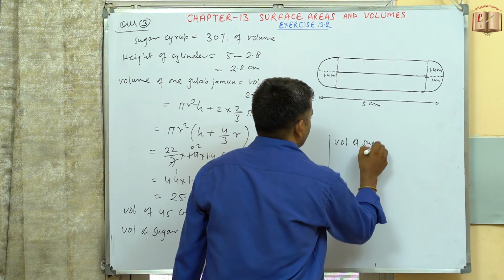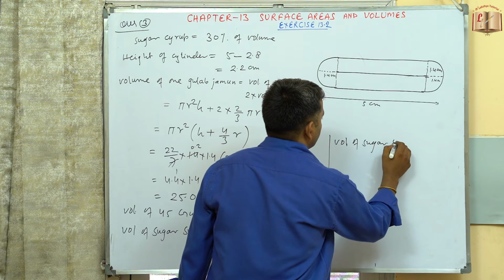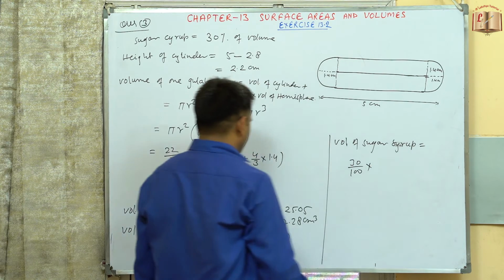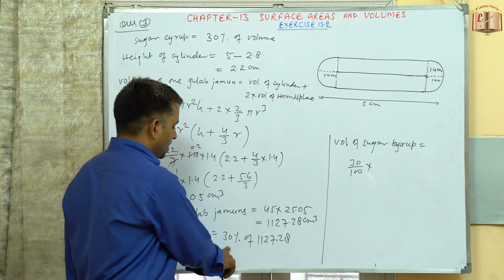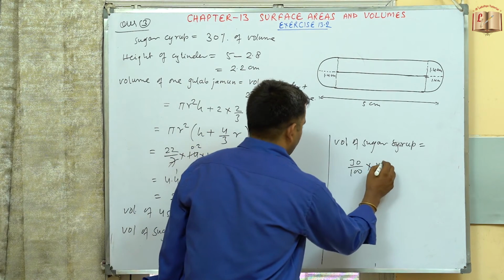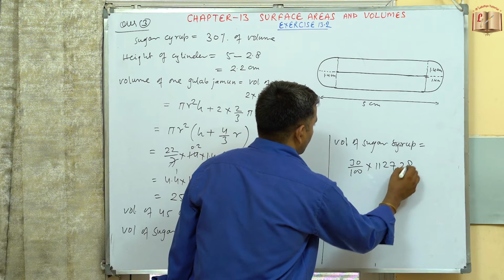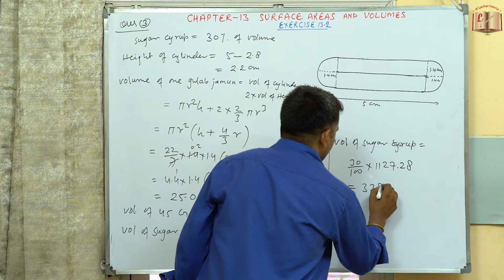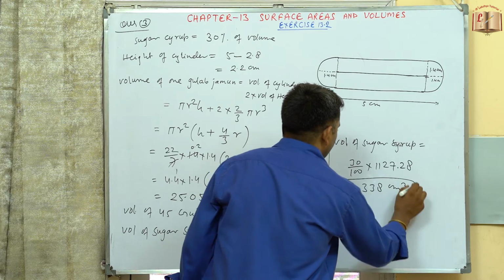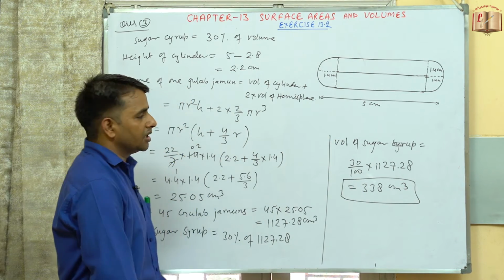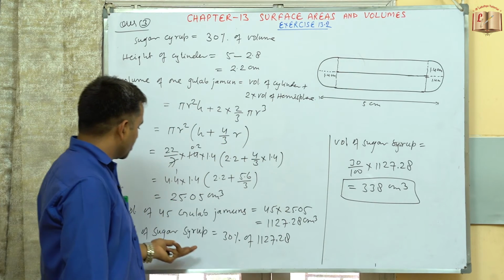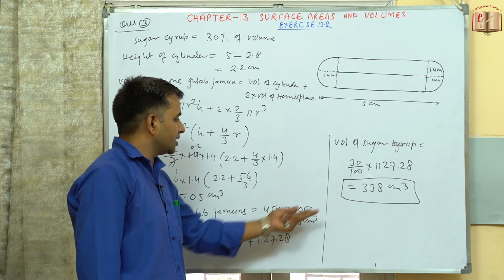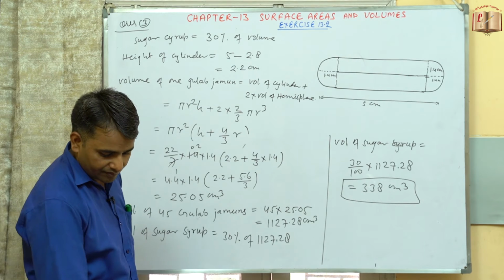So volume of sugar syrup will be equals to 30 by 100 into 1127.28, see the 30% of this. So on calculation we will get approximately 338 centimeter cube. So first of all we calculated the volume of one gulab jamun, then the total number of given 45. So for 45 this is the total volume, and 30% of that is only the sugar syrup.